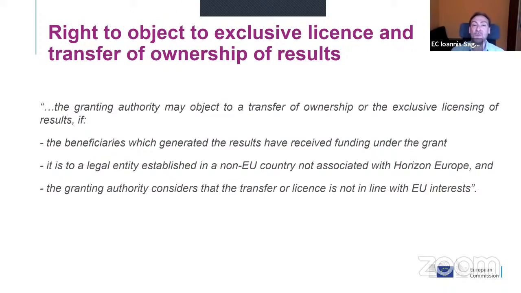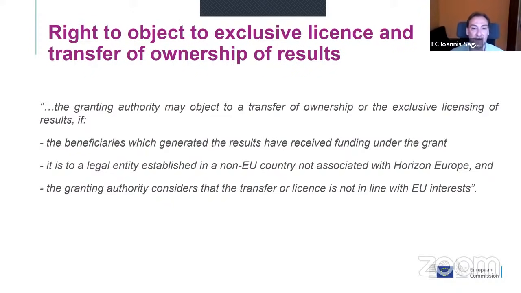There is also the right to object to exclusive licenses and transfer of ownership of results by the granting authority. So the Commission or the implementing bodies may object to the transfer of ownership or the exclusive licensing of results if the beneficiary generating the results has received funds under the grant. So you receive funds, then the Commission has the right, not to block, let's say, but to object to the exclusive license and the transfer of ownership. It applies when the transfer is to a legal entity established in a non-EU country that is not associated with Horizon Europe, and of course when the transfer or license is not in line with EU interests.